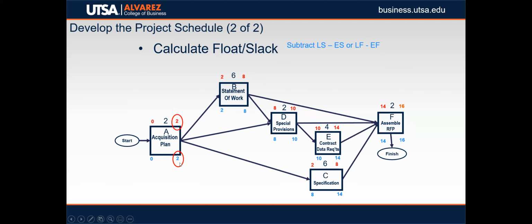So always on the same side of the square, though, don't mix and match. 2 minus 2 is 0. There's no float or slack in this activity because it just started. Let's check the next one.